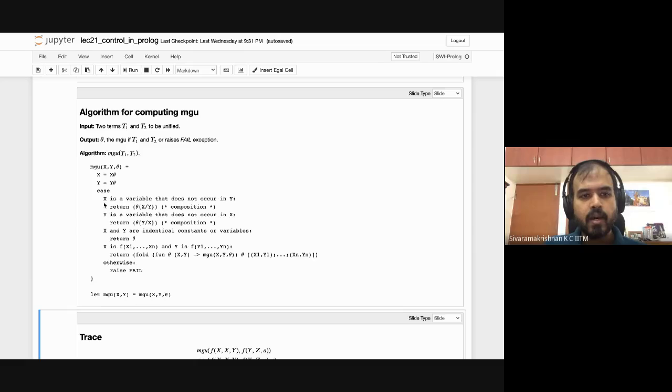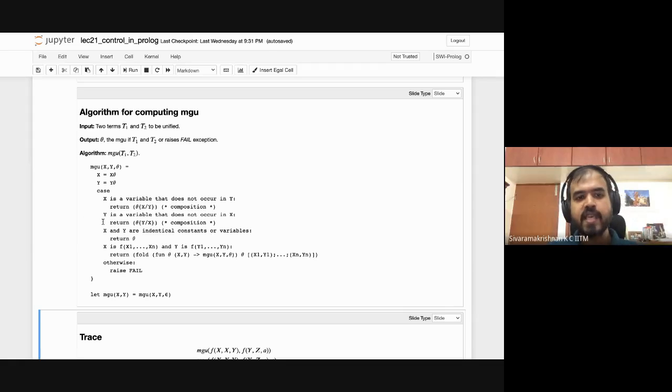The rules are: if x is a variable that does not occur in y. This is the occurs check that we are doing. So if x is a variable and y may be anything else, and x does not occur in y, then we take the MGU that you've been passed and compose that with x/y. Essentially, perform this substitution and compose it with theta. Bear with me, this might not make sense right now. We will go through an example, and it will make sense.